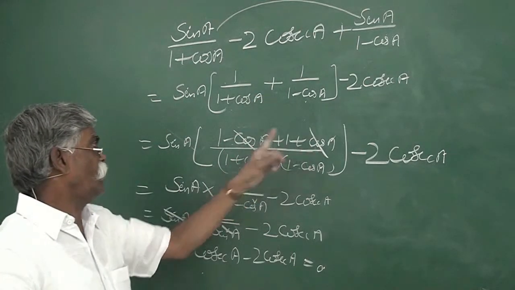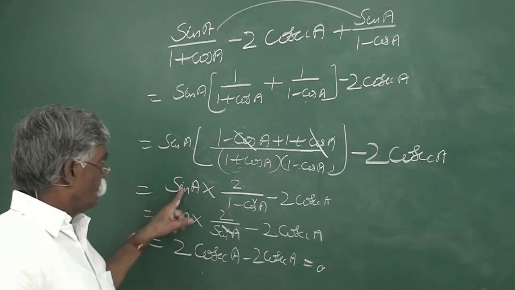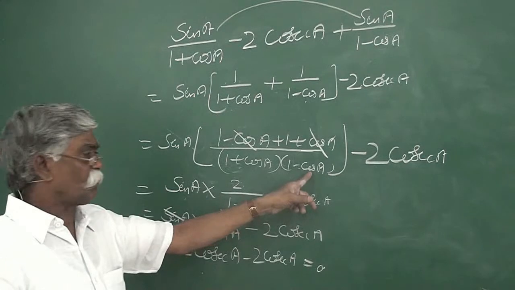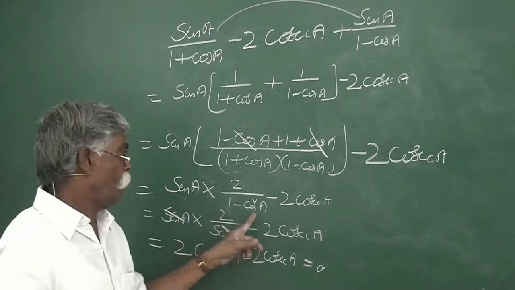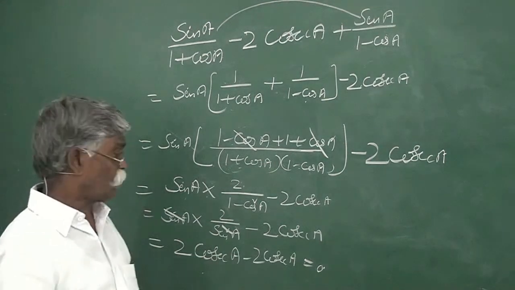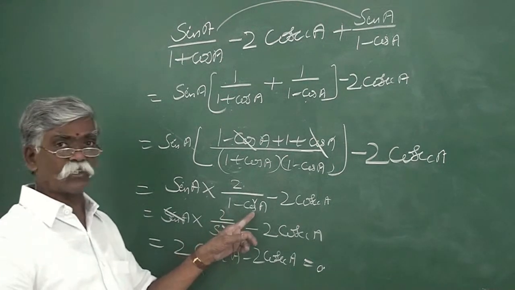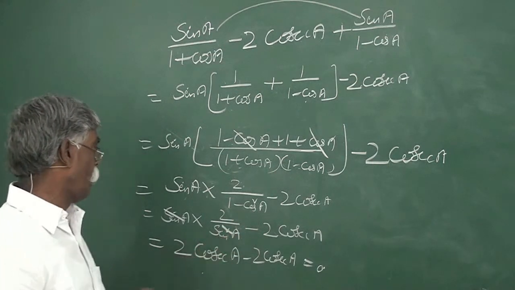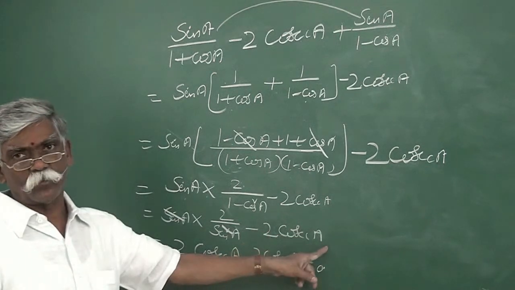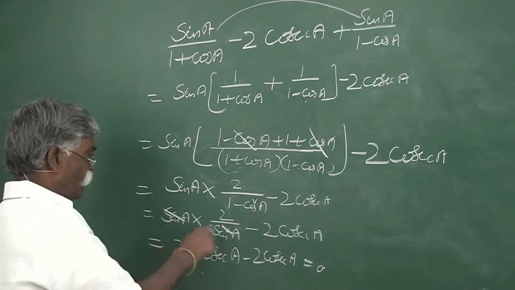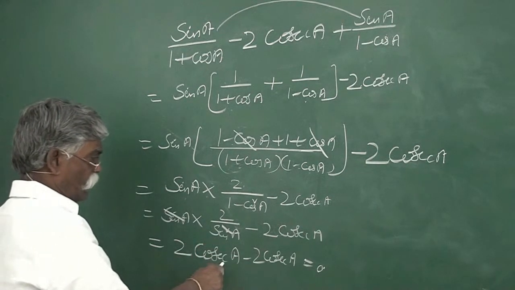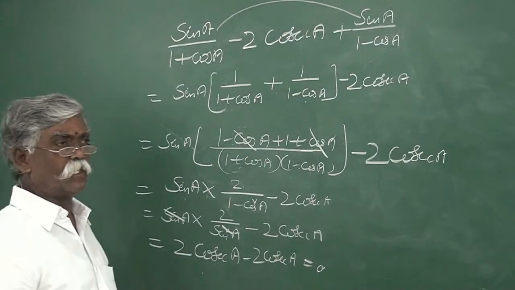These two get cancelled. So, this is sin A into 1 plus 1 is 2, over 1 plus cos A into 1 minus cos A, which is 1 minus cos square A, minus 2 cosecant A. But we know that sin square A plus cos square A is 1. Therefore, 1 minus cos square A is sin square A. Therefore, this is sin A into 2 by sin square A minus 2 cosecant A. This sin and square get cancelled. This is 2. 1 by sin is cosecant, minus 2 cosecant A. It is 0.